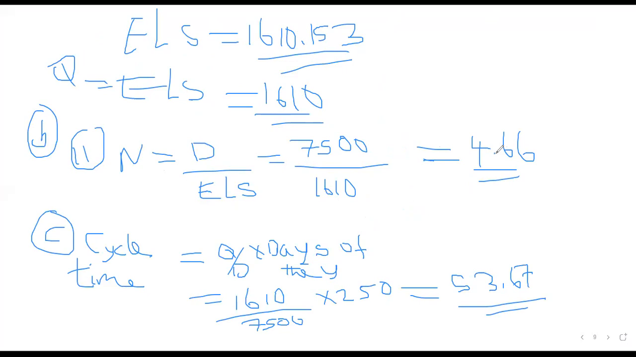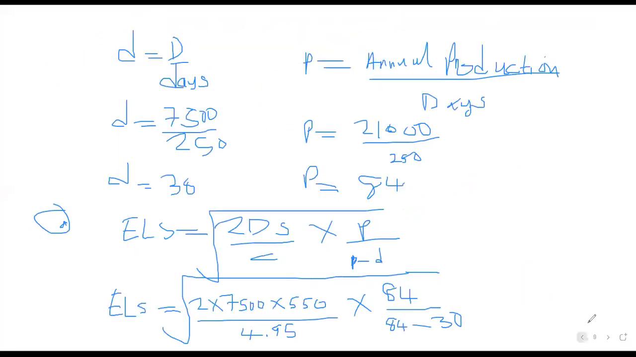I think you can start from the production runs and cycle time. Have you understood the first one, economic lot size? Yes, I have. Following this, we get the daily demand and the annual production.